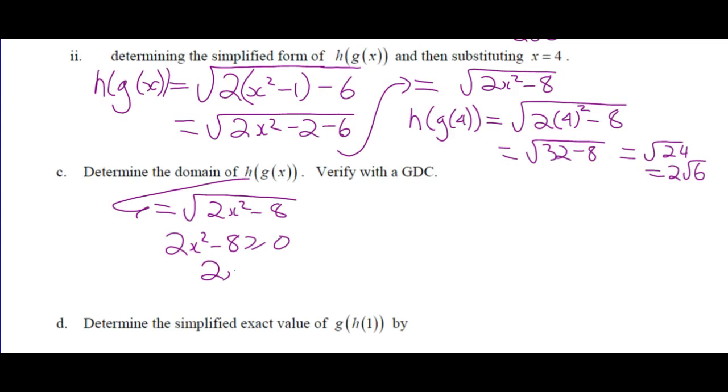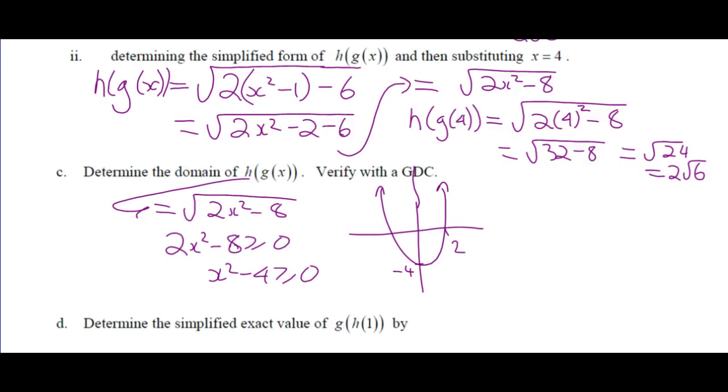We can do this a couple of ways. We could say that x squared minus 4 has to be greater than or equal to 0. Looking at x squared minus 4, it's down here at negative 4, with a 2 and a negative 2. So if x is greater than or equal to 2, or x is less than or equal to negative 2, it's all good, right?